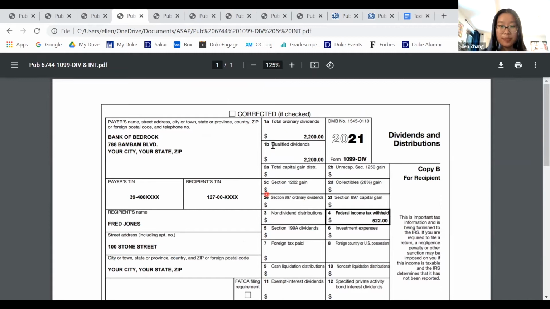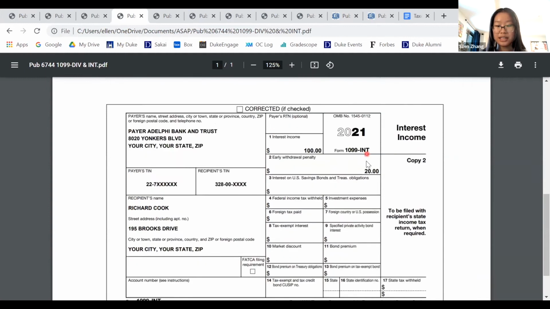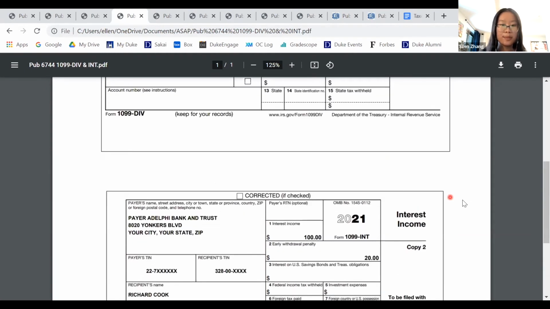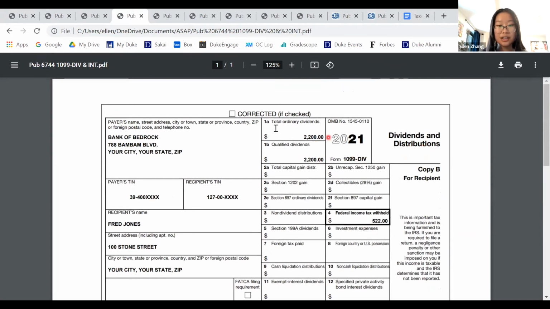So usually the only boxes filled on a 1099 DIV are 1 and 4. Box 1 is your total amount of dividends. I should probably make clear that a 1099 DIV is for dividends and distributions, while a 1099 INT, as we see down here, is for interest income. So for dividends, we have total ordinary dividends and qualified dividends. These are usually the same amount, and they're just the dividends that you've earned for the entire year.